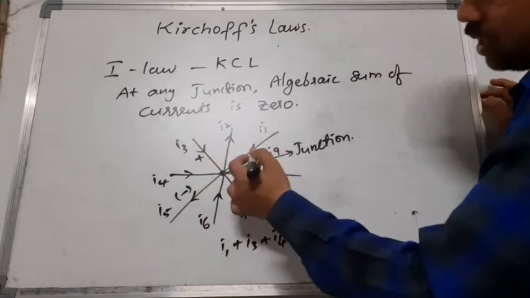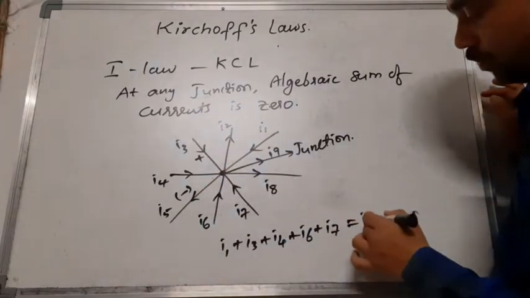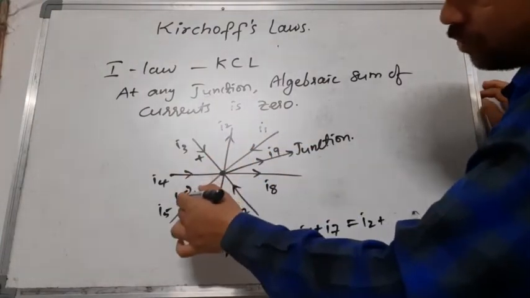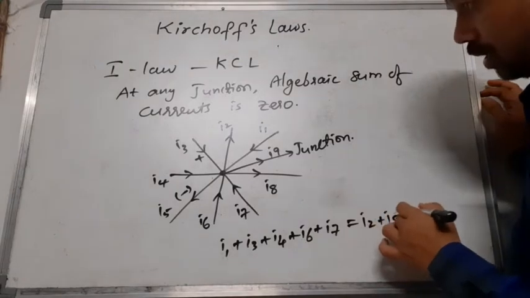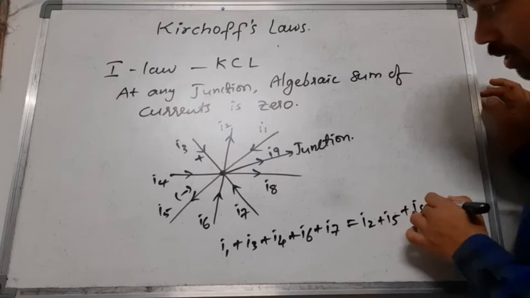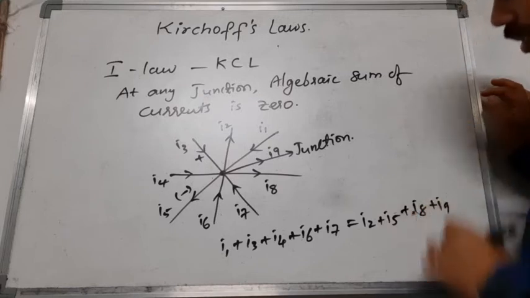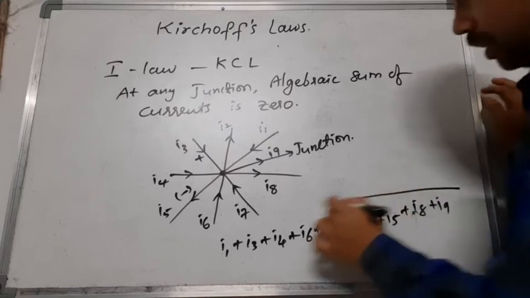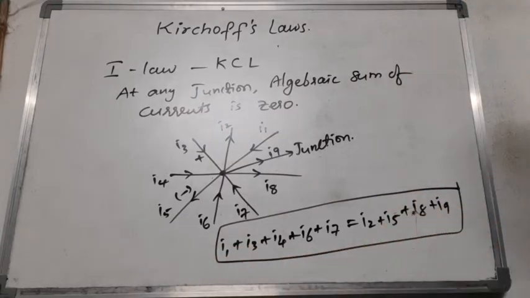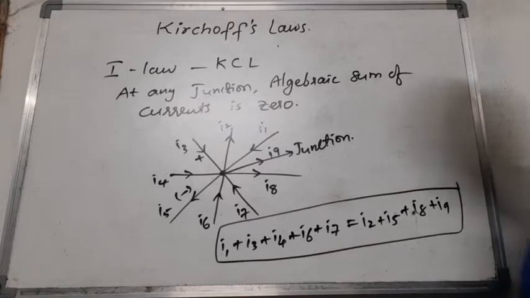So what are the currents leaving the junction? I2 plus I5 plus I8 plus I9. So like this, the sum of the currents entering the junction must be equal to the sum of the currents leaving the junction. This is Kirchhoff's first law.